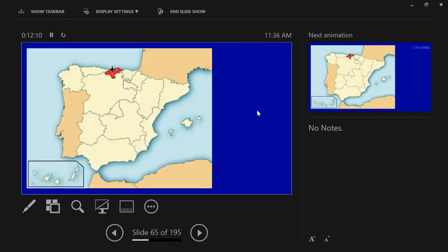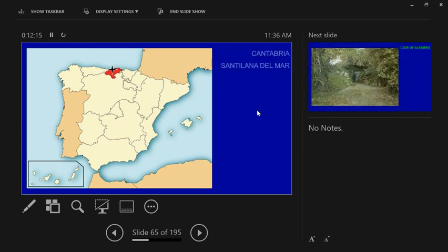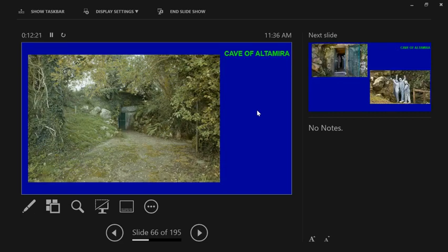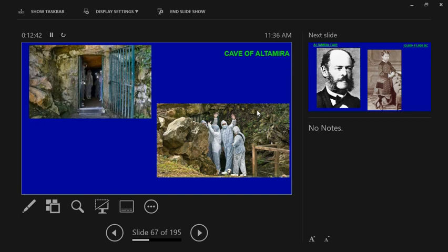We're going to go way to the top of Spain, and then we're going to go to the Cantillana del Mar. So you notice the gate on this, the entrance of this cave, and as the people walk in, these scientists walk in.